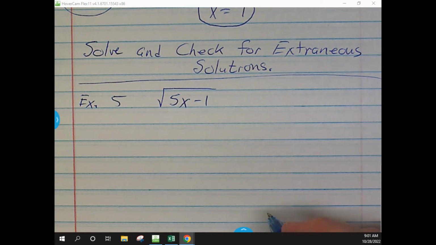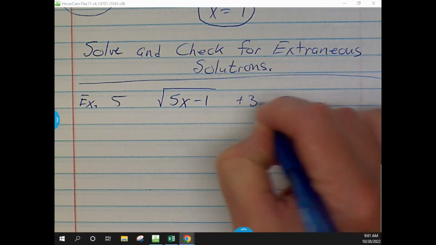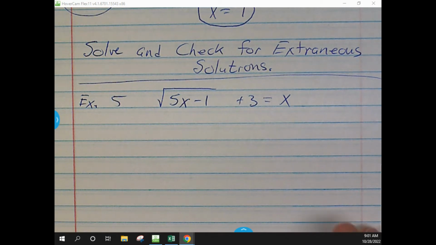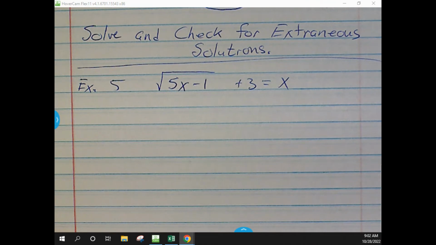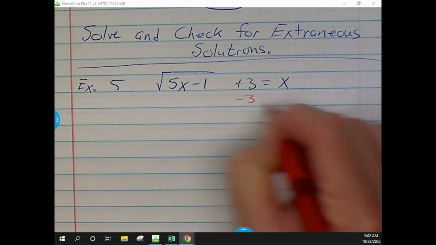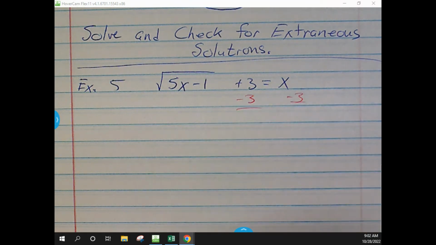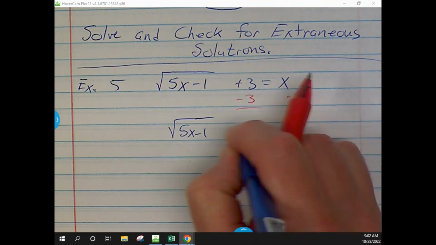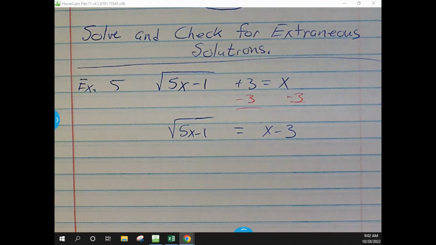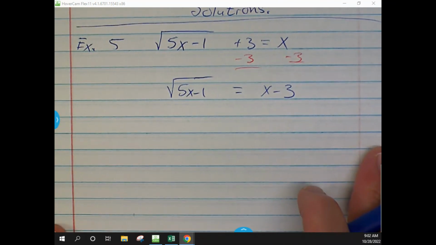All right, so let's go with this. Square root of 5x minus 1 plus 3 equals x. All right, so not really much different so far than what we had before. You got your radical here, you've got your plus 3. So your very first thing would be to subtract 3 and get the radical by itself. So we've got the square root of 5x minus 1 by itself. And now we've got x minus 3.